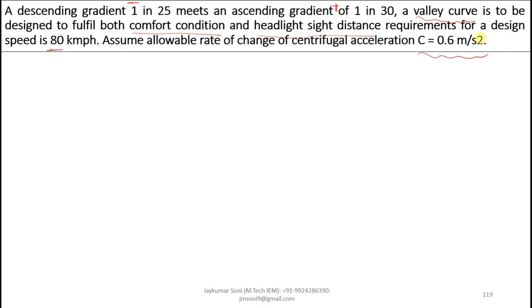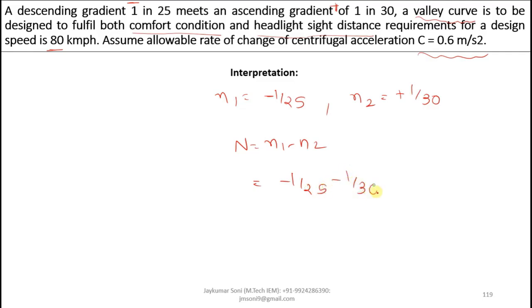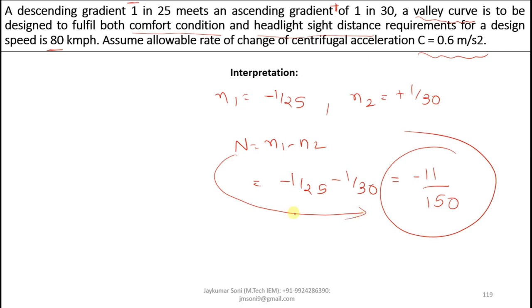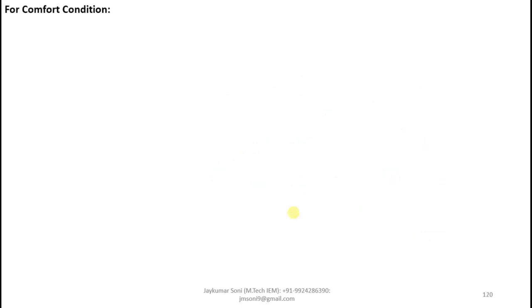Now we will do the calculation with the interpretation. The value of N1 is minus 1 by 25 as it is a descending gradient. N2 will be 1 by 30. We will calculate the value of deviation angle, which is N1 minus N2. Minus 11 by 150 is the calculated value of deviation angle. So we will consider the first condition as the comfort condition.